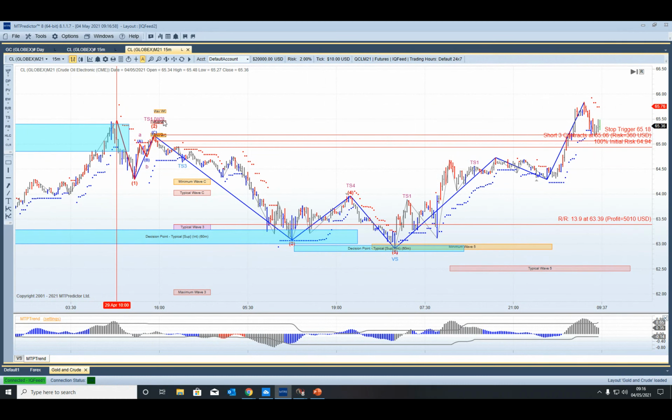So are there any particular questions on the W3 or wave 3 trade setup as I've looked at here, or can you all see what we're looking for, and particularly why I like this W3 setup, why it's one of my favorite setups?